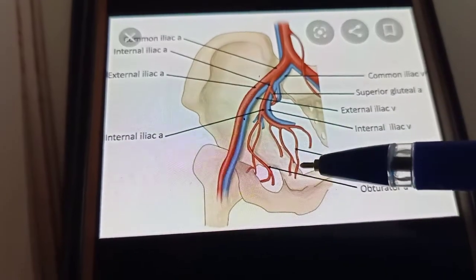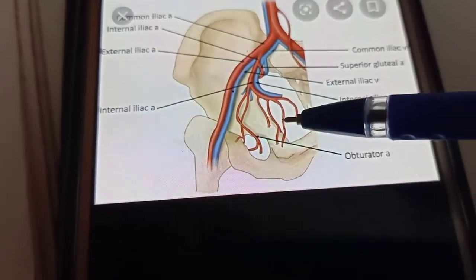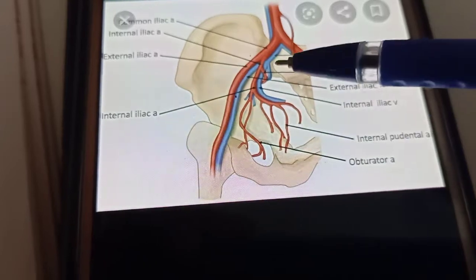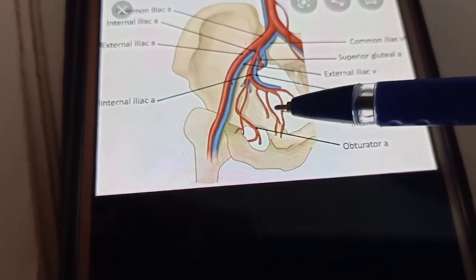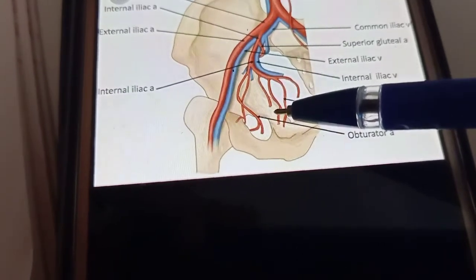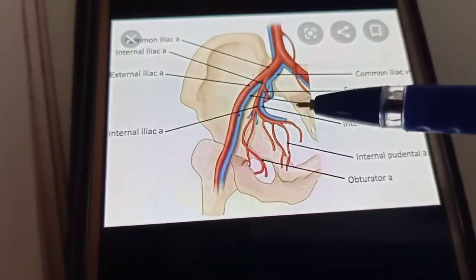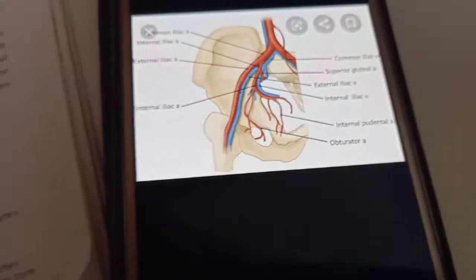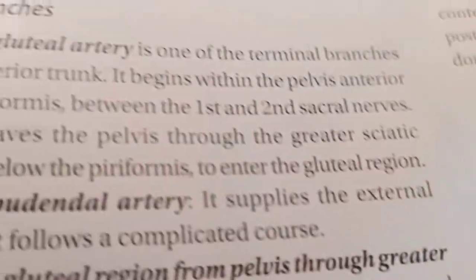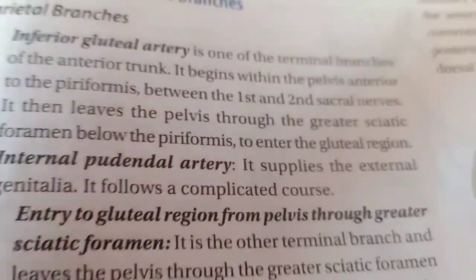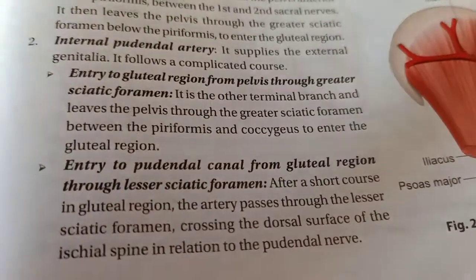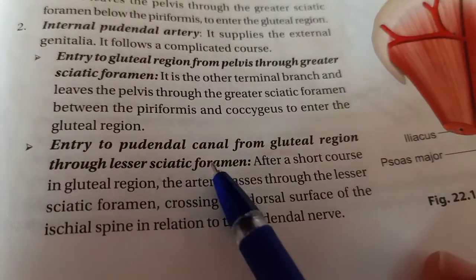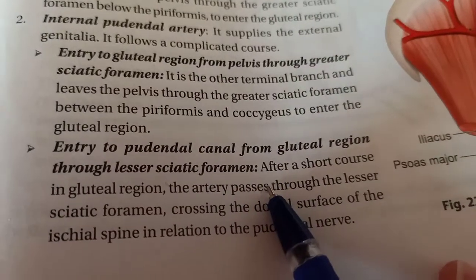So this is the internal pudendal artery. It's a terminal branch. It will leave the pelvis through the greater sciatic foramen and enter the gluteal region between the piriformis and the coccygeus muscle. So this way the pudendal artery is reaching the gluteal region. Now from the gluteal region it enters into the pudendal canal.